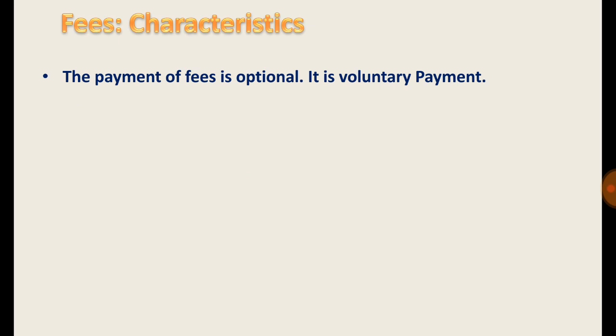The first characteristic of fees is that the payment of fees is optional. It is voluntary. It is not like payment of tax. If you are made liable to pay tax by a particular enactment, then you cannot deny to pay it. It is not voluntary, it is compulsory. But here the payment of fees is not compulsory, it is optional, and its payment is dependent upon whether you want to avail something or not, whether you want to get benefit from the particular authority or not. If you want to get it, then you have to pay the fees.